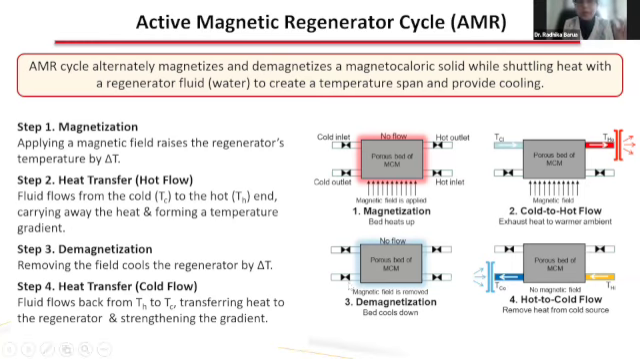You remove the heat by demagnetizing the material system. The material then cools down by an equivalent amount of delta T. You have fluid flowing through it again. It goes from the hot end to the cold end instead, brings the regenerator back to room temperature, and then strengthens the gradient. And the cycle happens again and again and again.